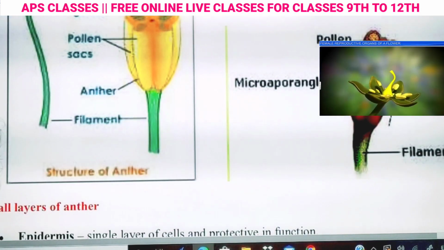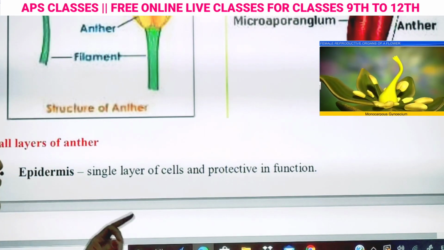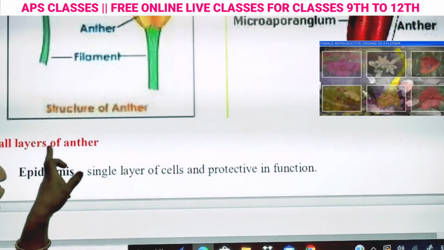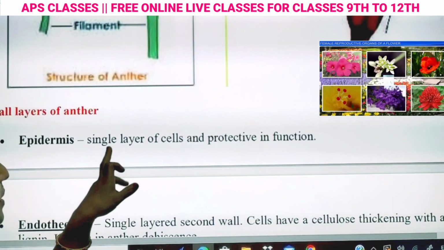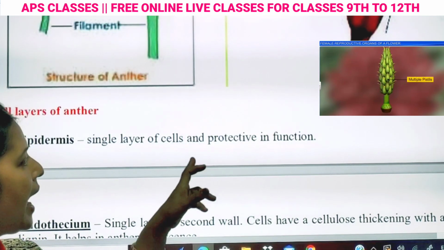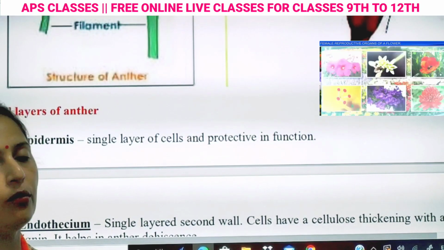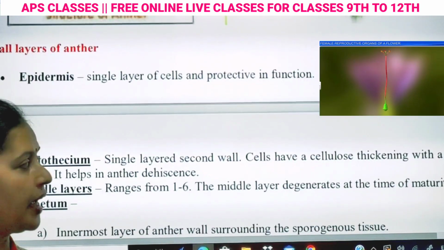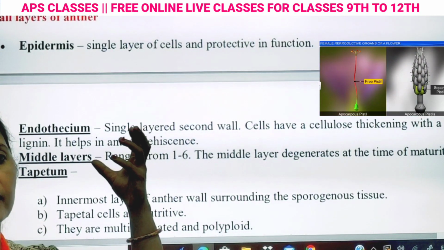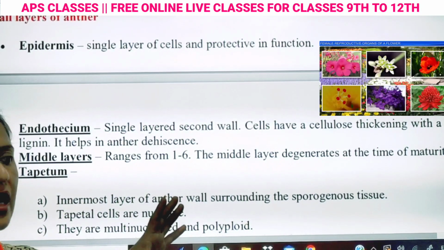Next is the wall layers of the anther. How many wall layers of the anther are present in the flower? First is the epidermis, which is the wall layer of the anther. The epidermis is a single layer of cells and protective in function; this layer protects from outside material. The main important role the epidermis plays is protective in function.